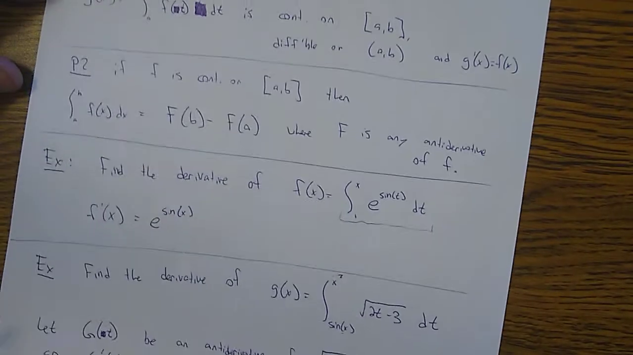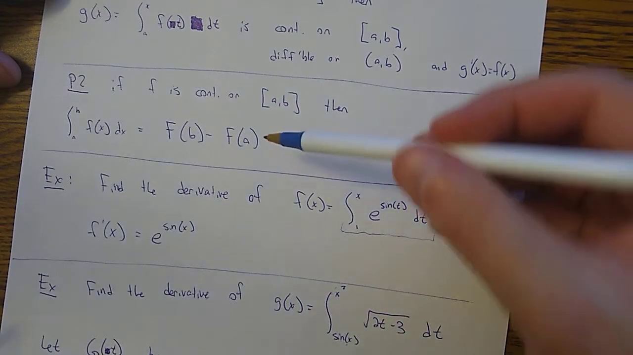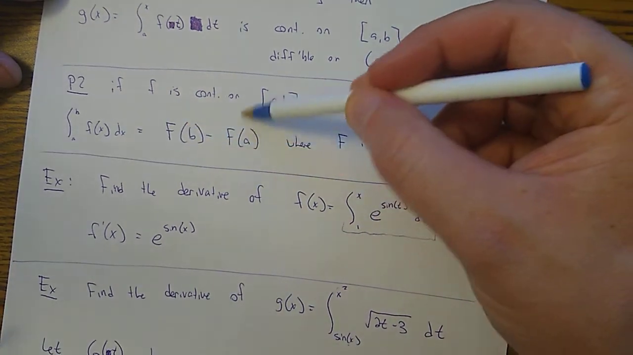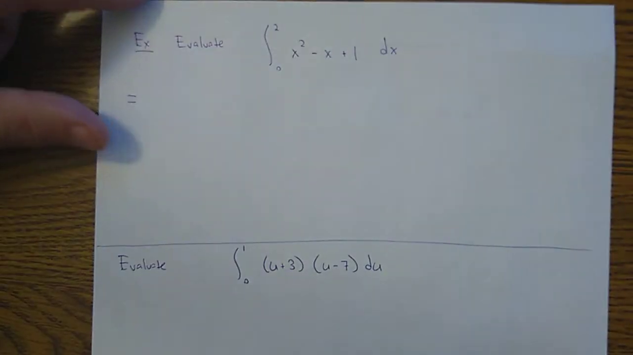So we're going to evaluate this using part 2 of the fundamental theorem of calculus, meaning I'm just going to find an antiderivative of the inside function, and then I'm going to plug in b and plug in a and subtract. So here's how we do this.